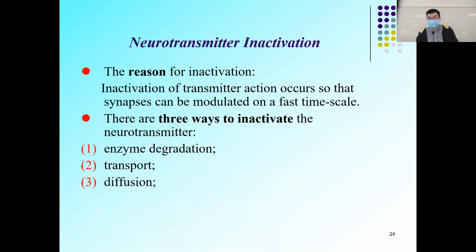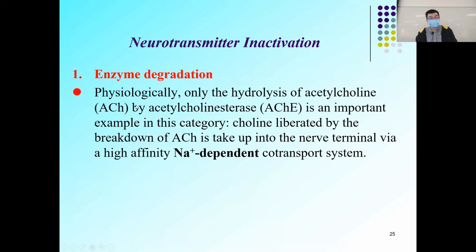Now, different neurotransmitters might use different ways. Let's look at enzyme degradation. Physiologically, only the hydrolysis of acetylcholine is an important example in this category. Acetylcholine depends on acetylcholinesterase, which degrades the acetylcholine into choline, breaking it down at the terminal. And then the choline is transported back into the nerve terminal.